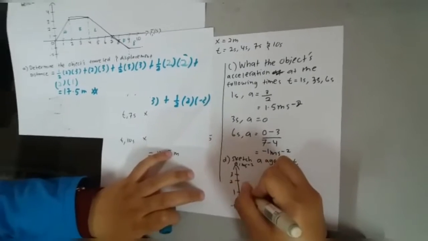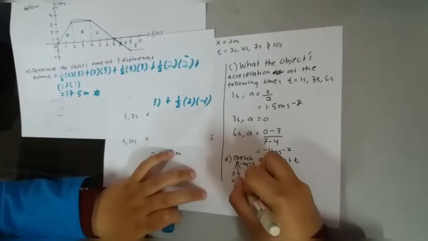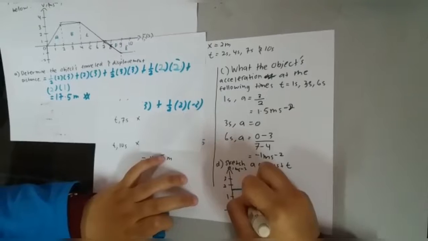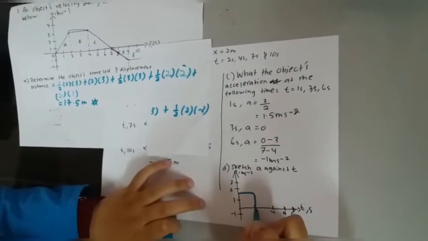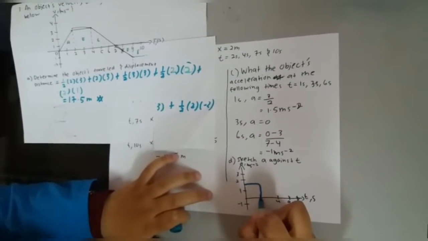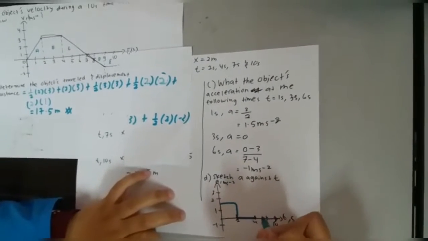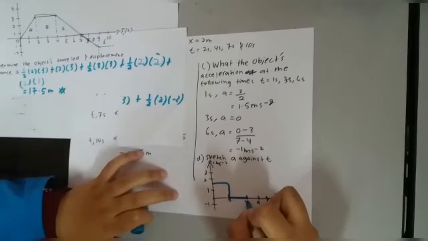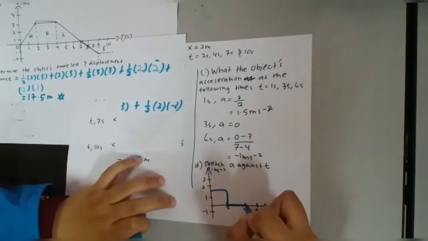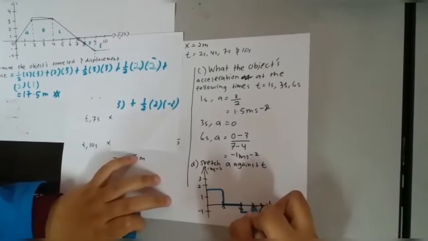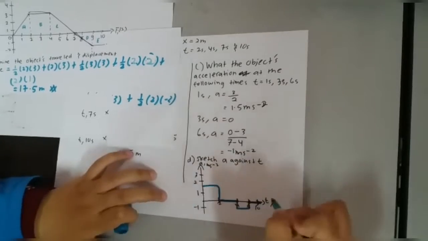Of 2 seconds is 1.5 m/s². Then the object is at rest, which means the acceleration is 0 until 4 seconds. Then the acceleration is negative 1 until 9 seconds. Then back to rest until 10 seconds.